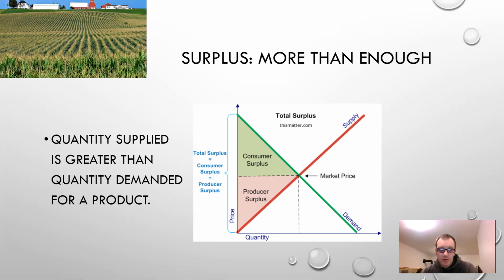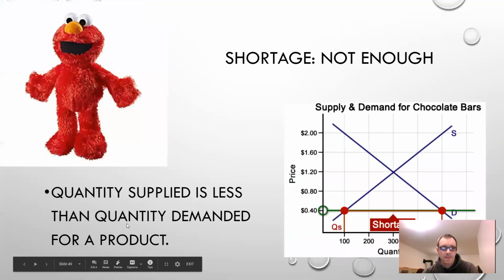I always talk about Kohl's with the surplus. You ever see a clearance rack at Kohl's? Bingo, all the time. That's because that's a surplus. Some of those clothes, they purchased too many of them and they're trying to get rid of them. So a surplus will usually lead to a lower price. Clearance is a great example of that.